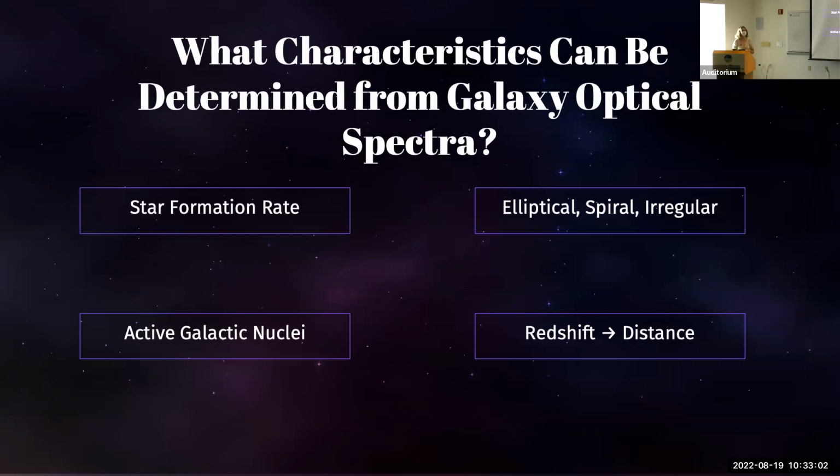So what characteristics can we determine from looking at these optical spectra? There's really four main ones, and those are star formation rate, so whether the galaxy is star forming and active or dormant, information about its type, so whether it's elliptical, spiral, or irregular, whether it contains an active galactic nuclei or not, as well as information about its redshift and its distance from us.